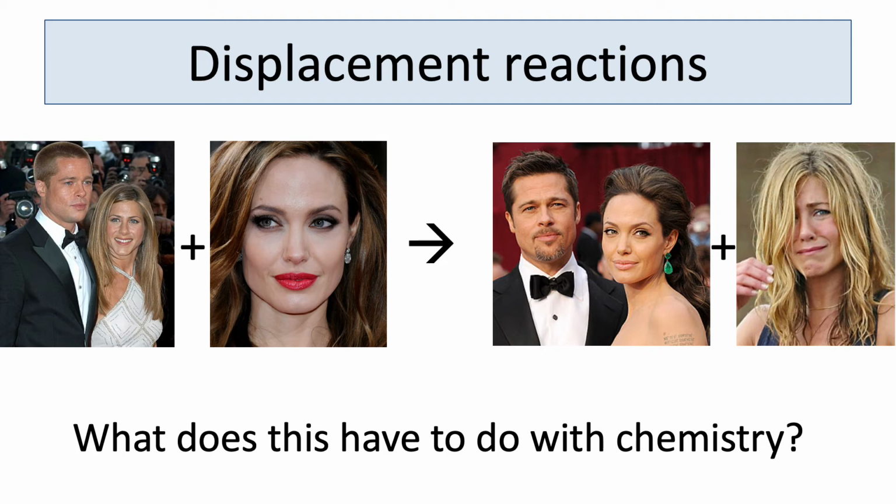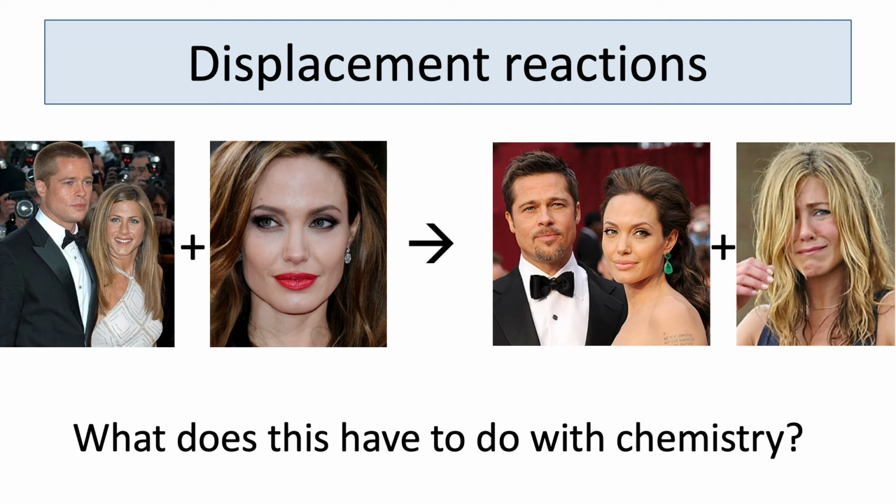They are a compound. Along comes Angelina Jolie, the lady just to the immediate left of the arrow. And Angelina Jolie is way more reactive than poor old Jennifer Aniston. So what happens is that Angelina Jolie kicks out poor Jennifer Aniston, and there she is, looking really upset, on the far right hand side of this slide, and we have a new compound formed. We have Brangelina, Brad Pitt and Angelina Jolie. This is an example of a displacement reaction.